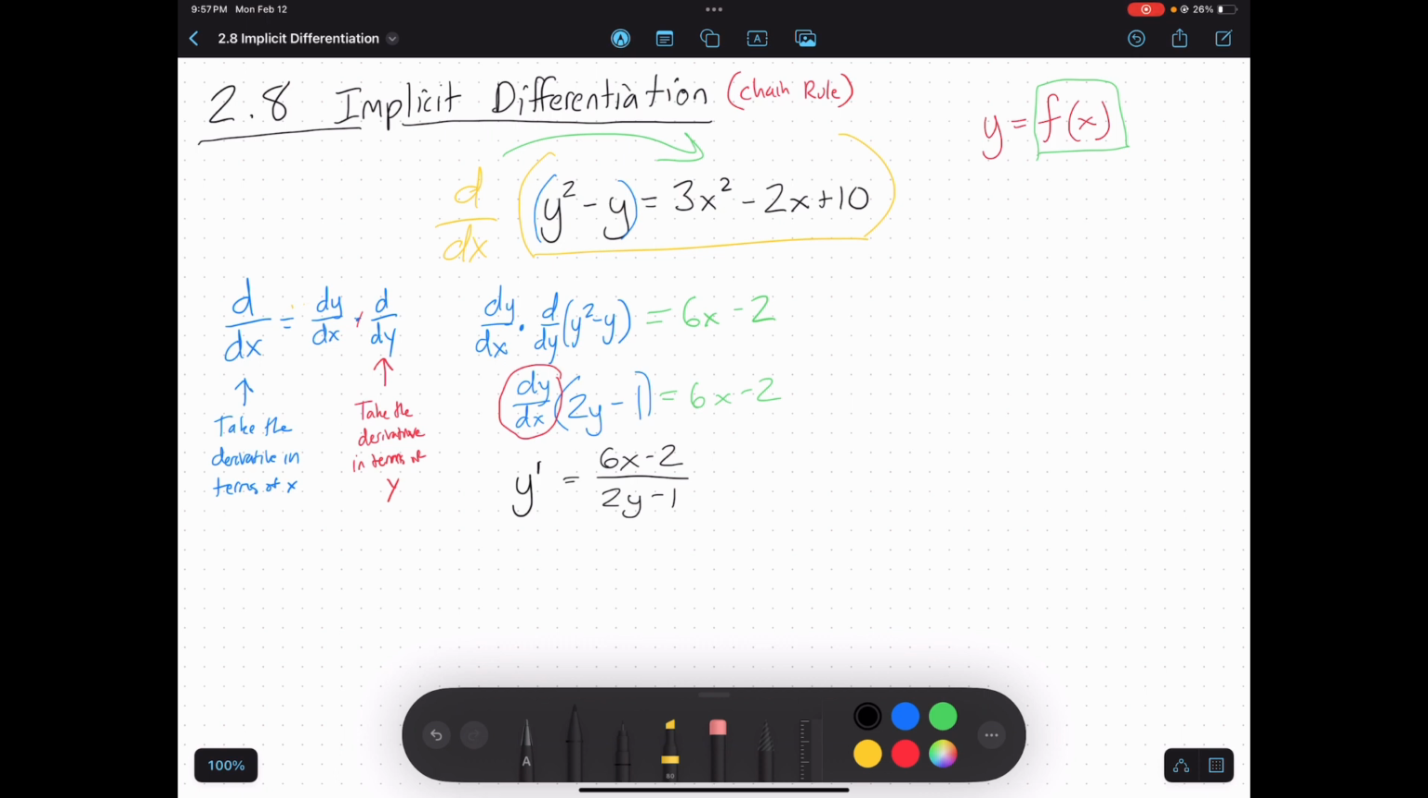So even if I don't have... so what did we just talk about? Even if I don't have my function in my normal form that I'm used to seeing, I can still find a derivative by using this process right here, this process of implicit differentiation.